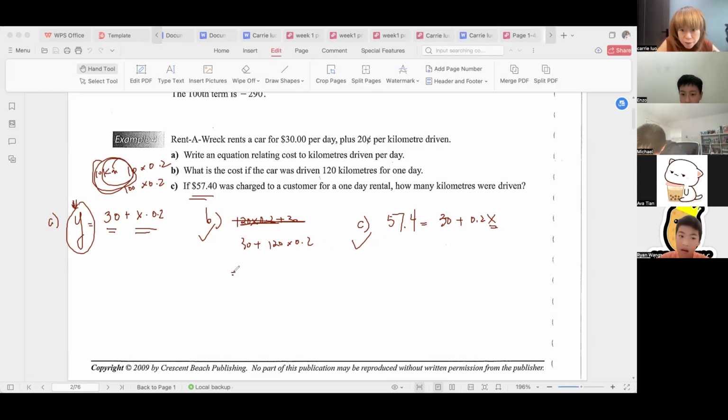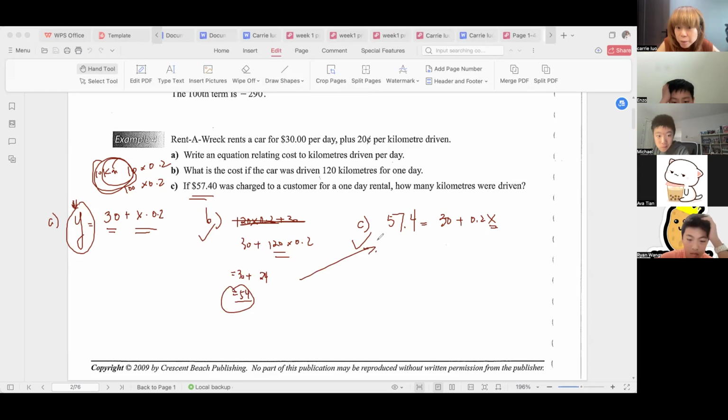Okay, should be very easy. So Ryan, equals what? 24. So the first one is $54. Correct? So this one will be a really good help for you to do number C because you know what? This number must be a little bit bigger than 120. Correct, Michael? Because the price is very close to each other.